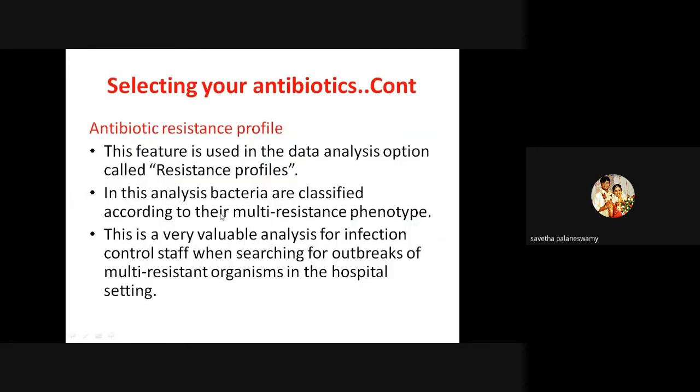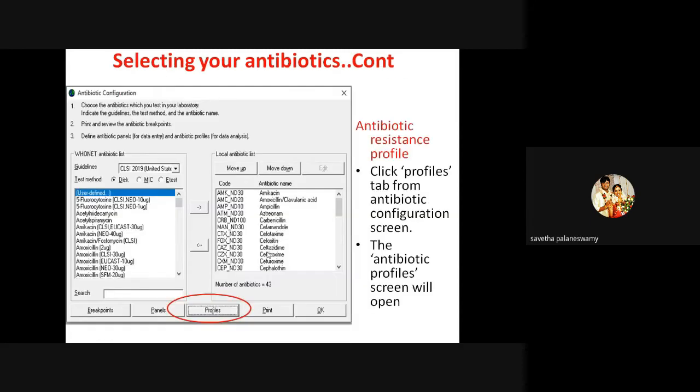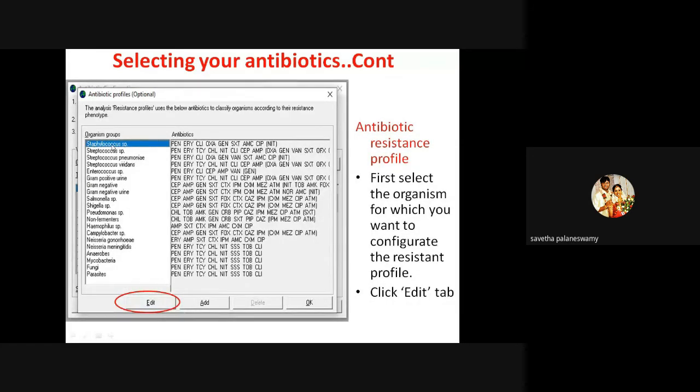Okay, next page. What is this antibiotic resistant profile? This feature is used in the data analysis option for resistant profile. It is classified according to a multi-resistant phenotype. It is mainly required for the infection control staff, to see the outbreak of multi-resistant organisms in the hospital setting. So for that you have to select the profiles. For Staphylococcus, you will see which antibiotics we have selected in the panel. If you want to edit the panel or include more, you just click edit here.